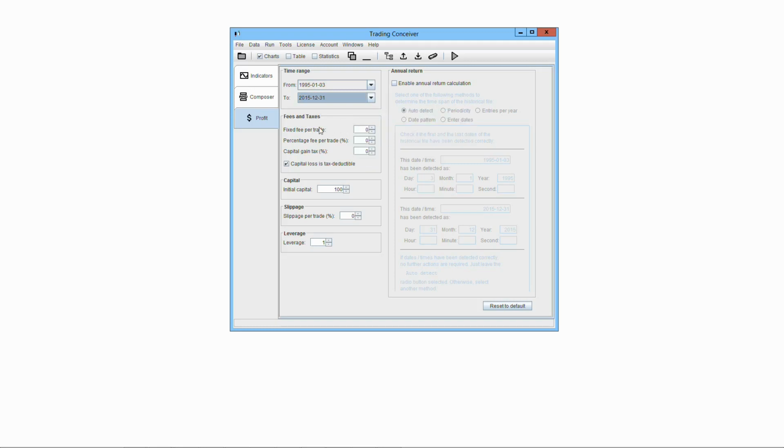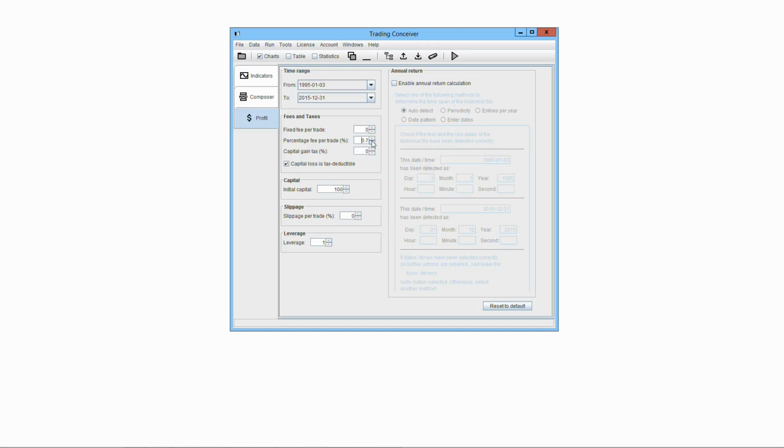The fixed fee per trade is the fixed fee or commission to pay to the broker, both at opening and closing of each operation. It is also known as fixed broker fee, fixed brokerage fee, fixed trade commission, flat fee, per trade flat fee. The percentage fee per trade is the percentage fee or commission to pay to the broker both at opening and closing of each operation.